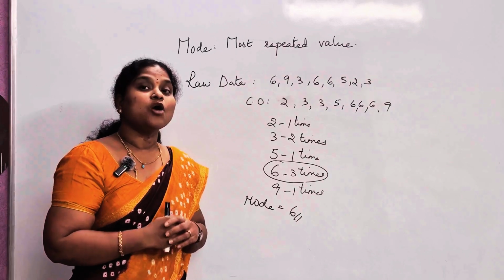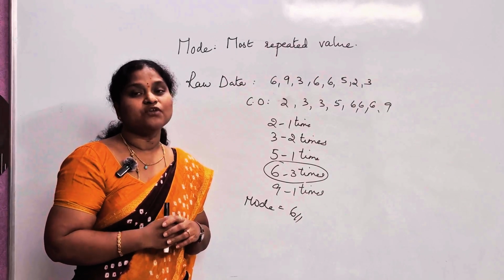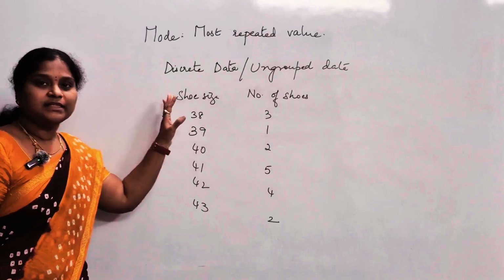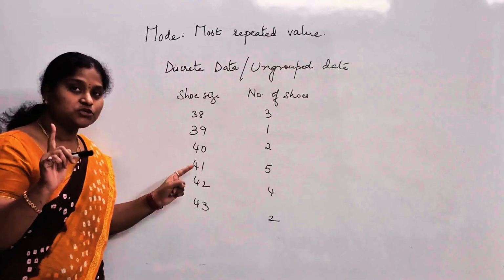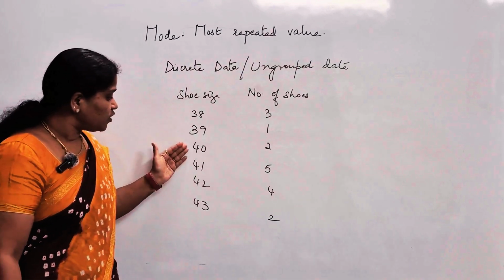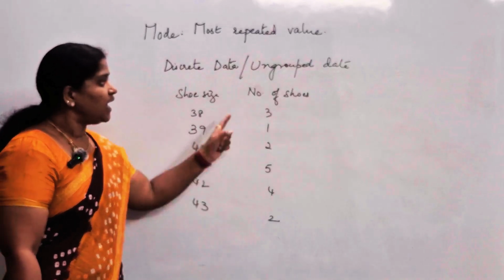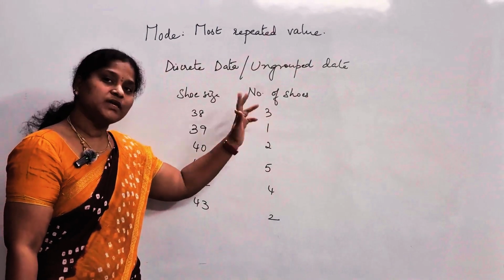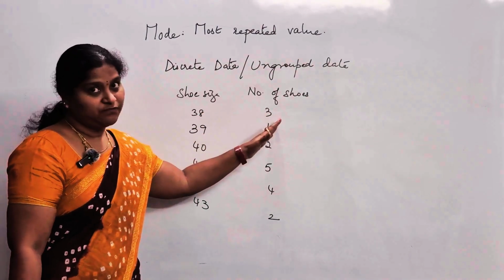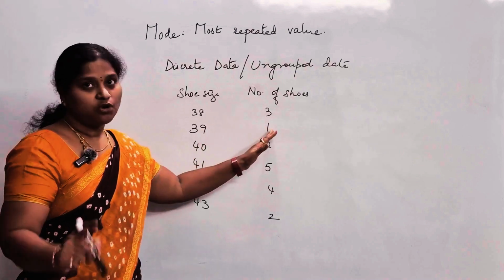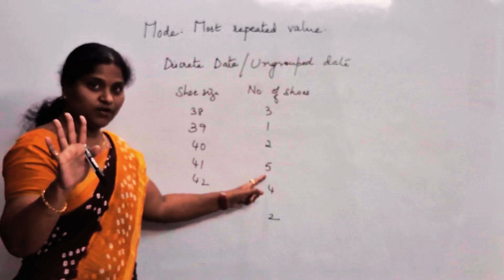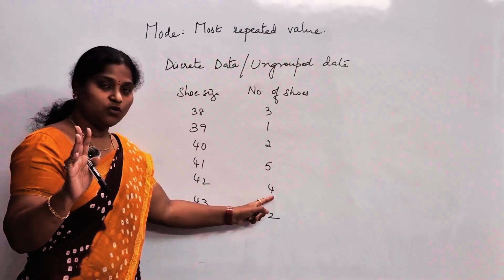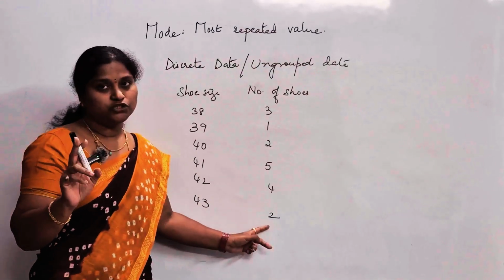Now we'll see how mode is calculated in terms of discrete data. This is the data we have seen. We have totally 6 sizes of the shoe: 38, 39, 40, 41, 42 and 43. And we have the number of shoes of each size. Of 38 size, we have 3 shoes, 39 size 1 shoe, 40 size 2 shoes, 41 size 5 shoes, 42 size 4 shoes and 43 size 2 shoes.